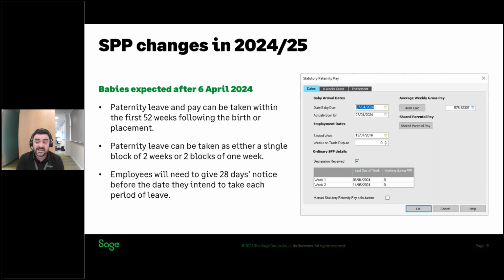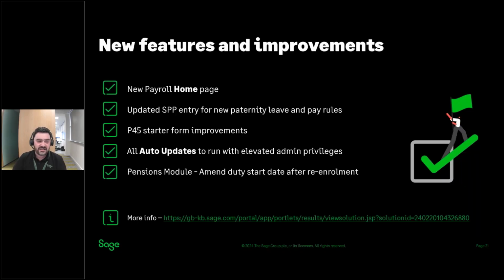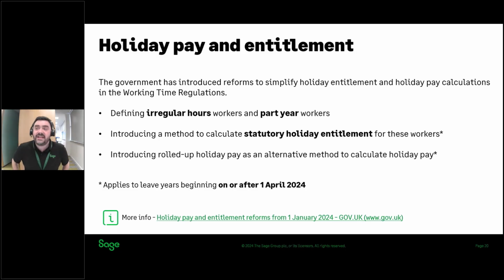Employees will need to give 28 days notice before the date they intend to take each period of leave. So the notice period for the dates of leave has been adjusted in line with these new rules. And I think Alice will show you a bit later that the SPP entry screen has also been updated to accommodate that change.